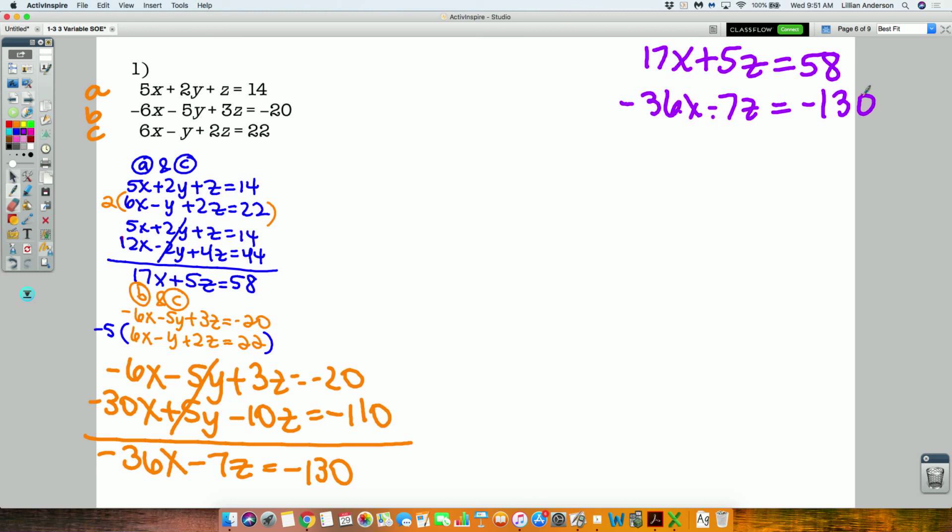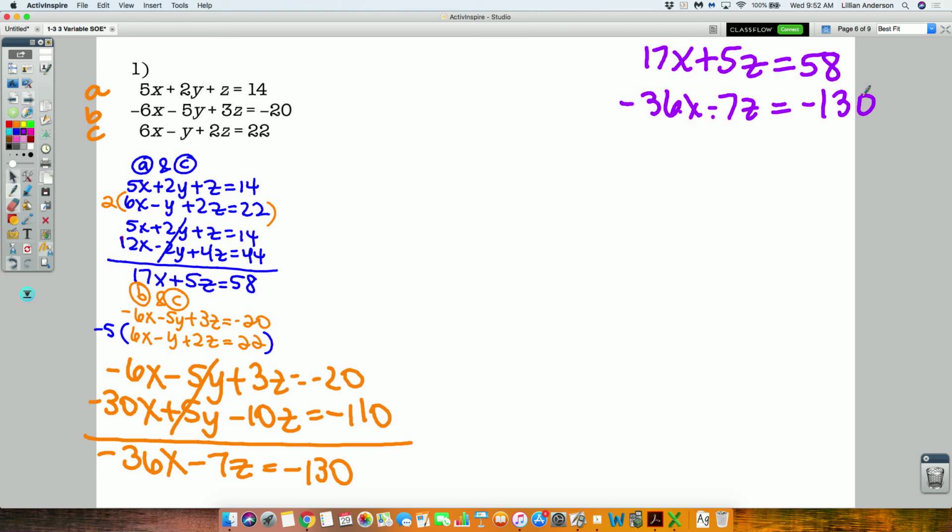So we did step 1 and got our 2 equations. Now we got to solve this purple system. Got to eliminate a variable. Z would definitely be the easier one. We have 17 and 36 for X. Z is definitely the smaller numbers. What number does 7 go into that 5 also goes into?